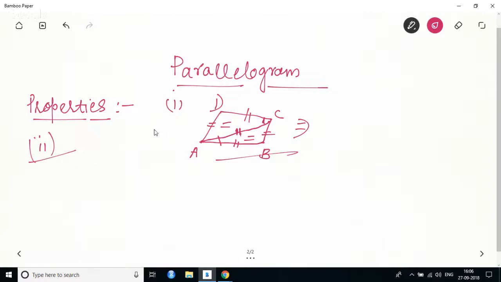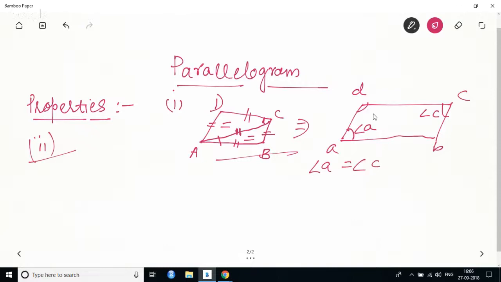Theorem 3 tells that the opposite angles of the parallelogram, so if this is a parallelogram, opposite angles would be equal. Suppose I name them A, B, C, D, angle A would be equal to angle C, and angle B would be equal to angle D.